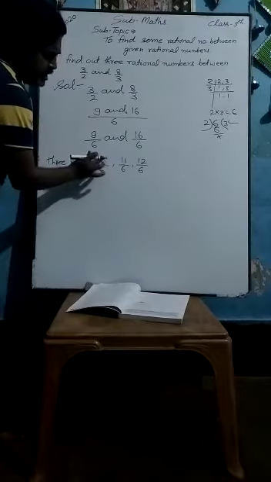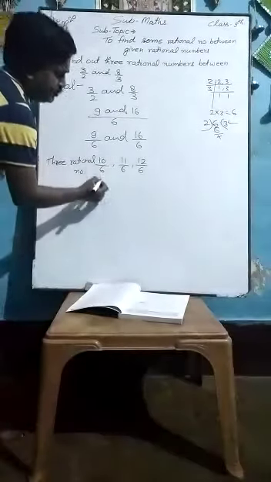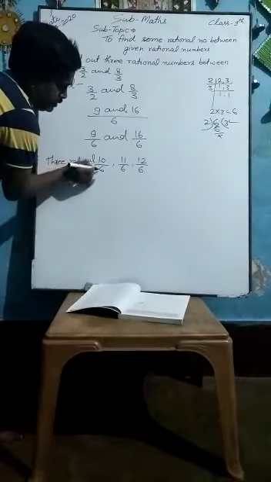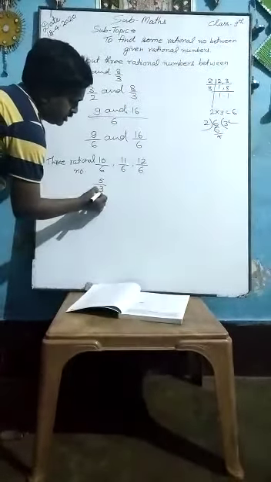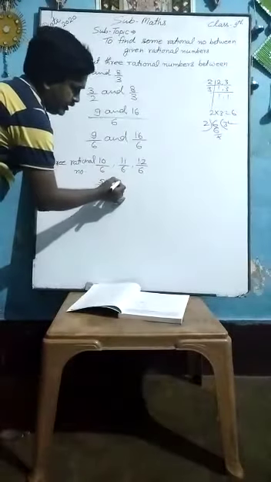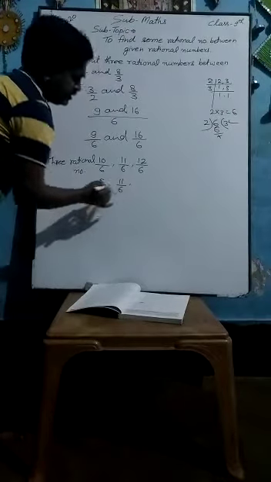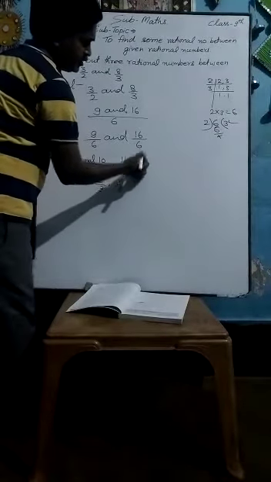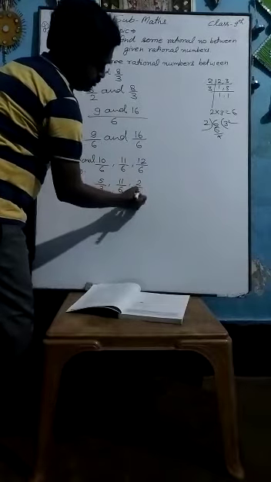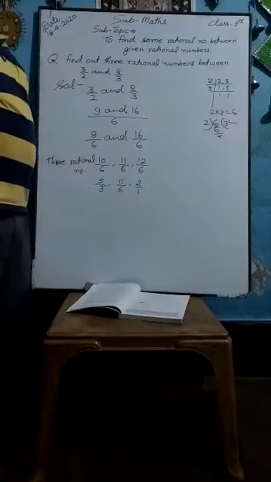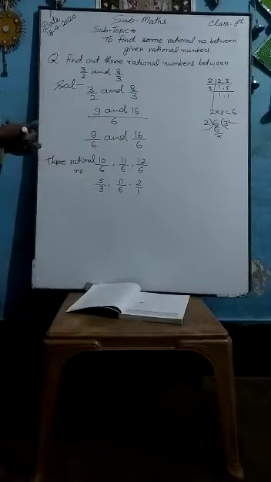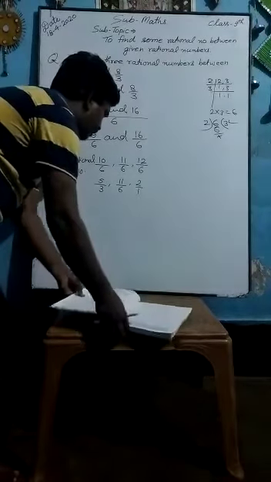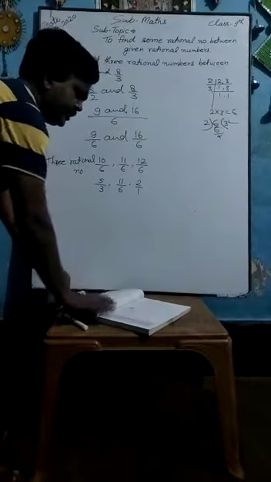Then if these can be simplified, you have to simplify them by dividing numerator and denominator by 2. 10/6 becomes 5/3, and 12/6 becomes 2/1. 11/6 cannot be simplified. These three are the rational numbers. Okay, understand? Next question, you can listen here.